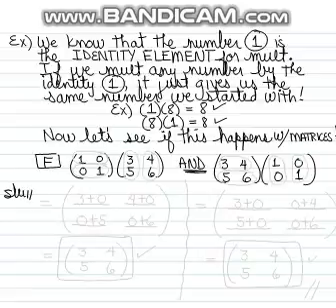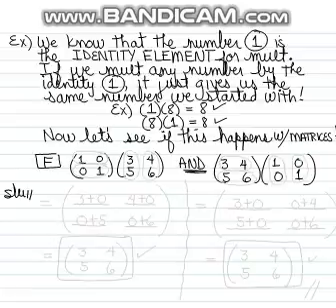Okay, this is interesting. We know that the number 1 is called the identity element for multiplication of real numbers. If we multiply any number by the identity 1, it just gives us the same number that we started with. Here's an example. 1 times 8 equals 8. 8 times 1 equals 8. It doesn't change 8 at all when we multiply by the identity 1.